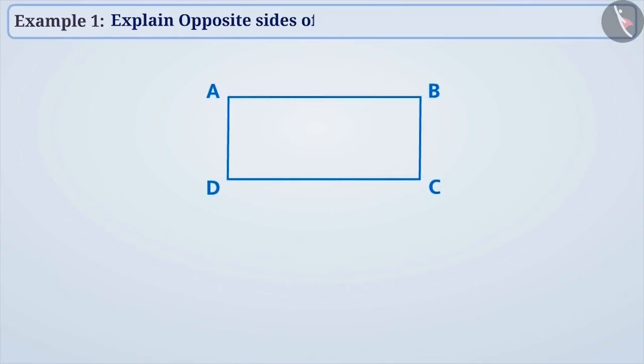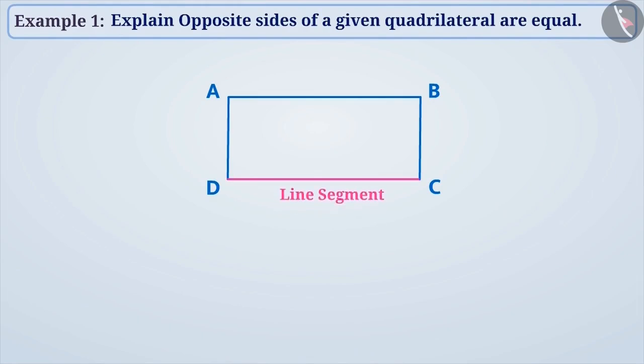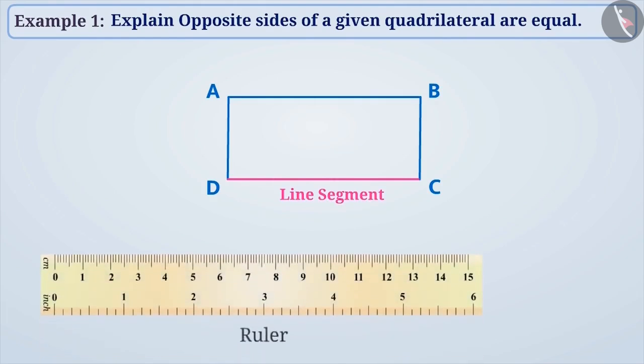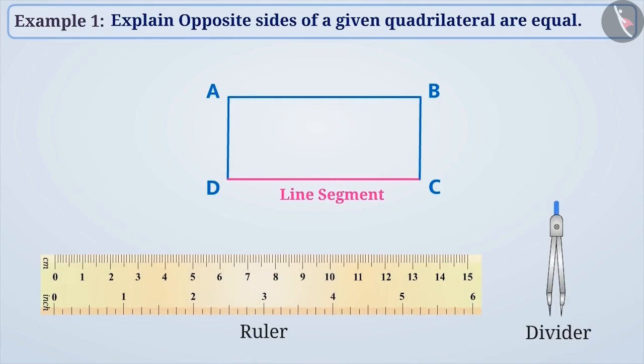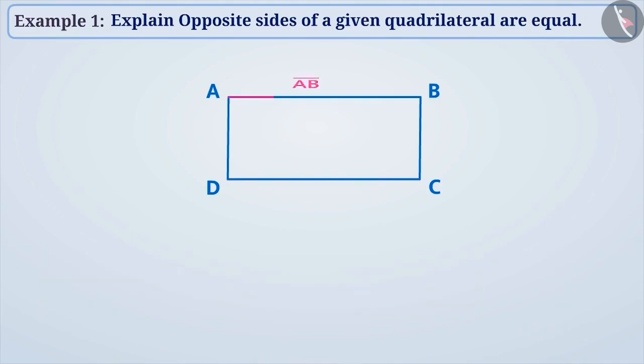Example 1. Explain. Opposite sides of a given quadrilateral are equal. The easiest way to find out is to measure the length of each line segment. To measure the length of any line segment, we need a ruler and a divider. Suppose we have to measure the length of the line segment AB. We will place one pointed end of the divider at point A and open the divider and place its other pointed end at point B.